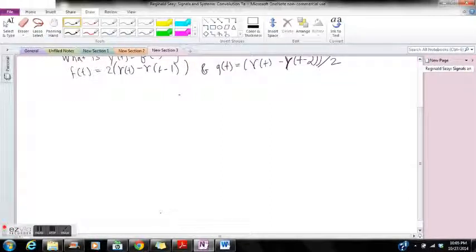For this one, we'll have 5 different regions of integration in which we will solve the convolution of f of t convolved with g of t. Okay, so let's begin.